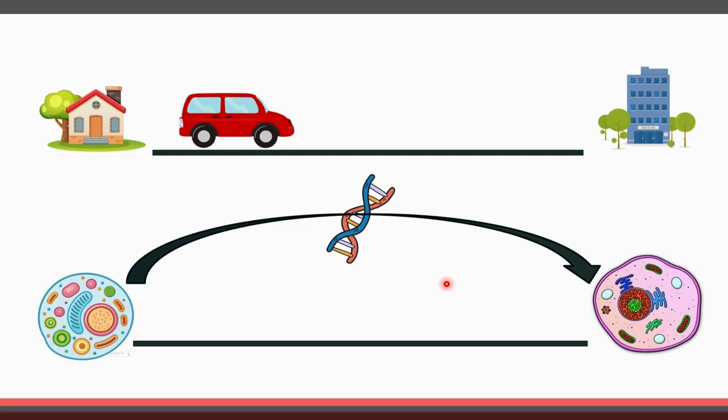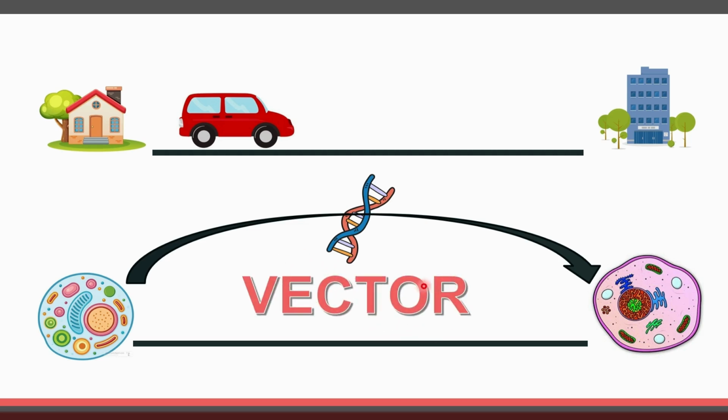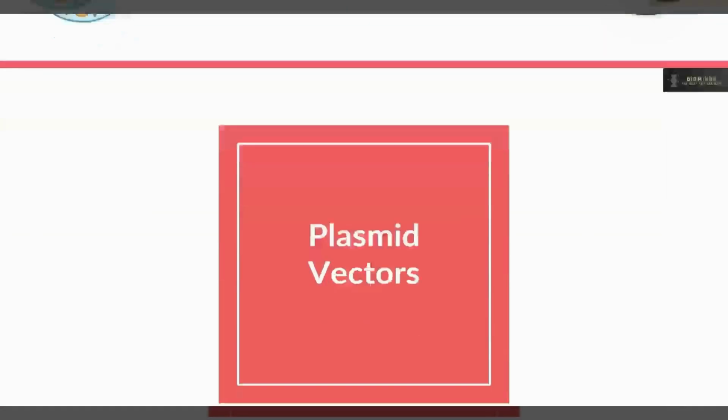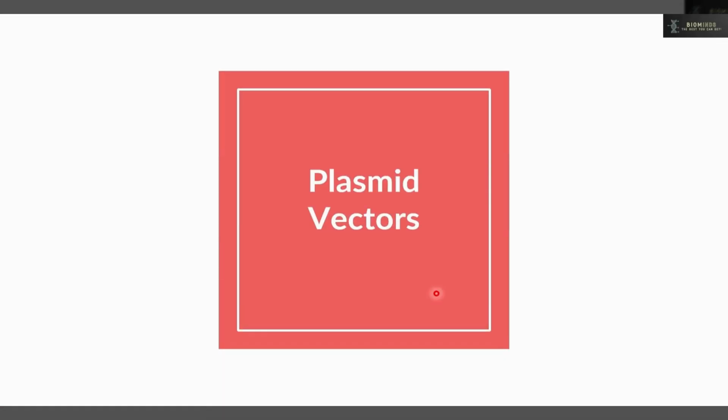The answer is vector. A vector is just like your vehicle that helps you to transport from one location to another. A vector is the vehicle that transports the gene from one cell to another, or from the cell to the lab, or to different host cells. So today we will discuss vectors. There are many different vectors available, and they have very important applications in recombinant DNA technology, or genetic engineering.